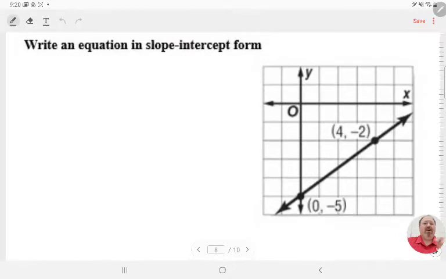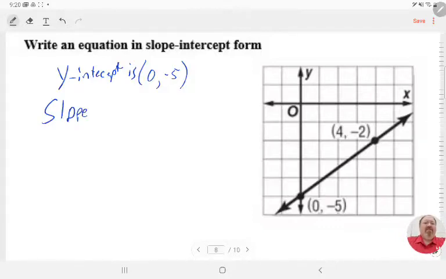All right, so let's take a look. It says write an equation in slope-intercept form. Well, I know my y-intercept is 0, negative 5. So I need to find my slope, and that would be rise over run. Okay, so I go 1, 2, 3 up. So my rise is 3, and I go to the right 1, 2, 3, 4. So 3 over 4 would be my slope.